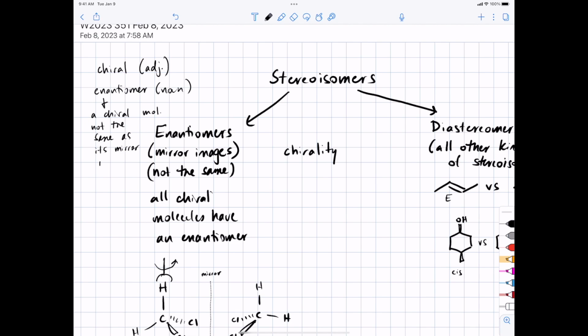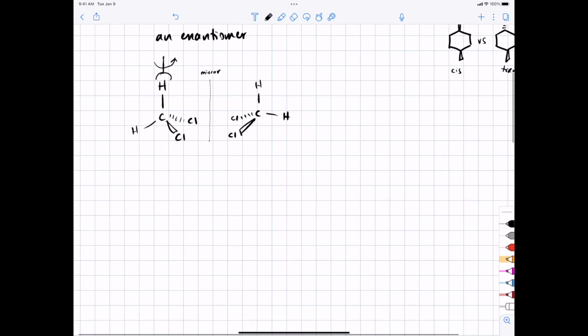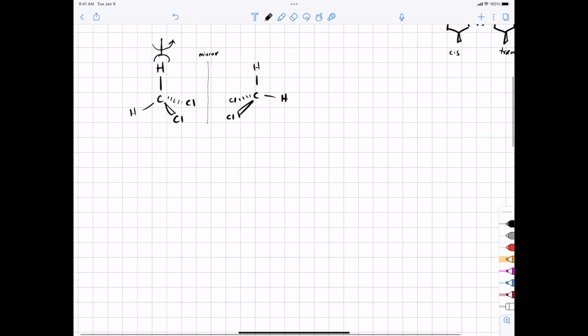So it's correct to say that two enantiomers are each chiral. Enantiomer describes a relationship between two molecules. In other words, it doesn't make a huge amount of sense to ask, is this one molecule an enantiomer? To what, right? Enantiomer is a relationship between two molecules that are not the same, but are mirror images, and the two enantiomers themselves are chiral.